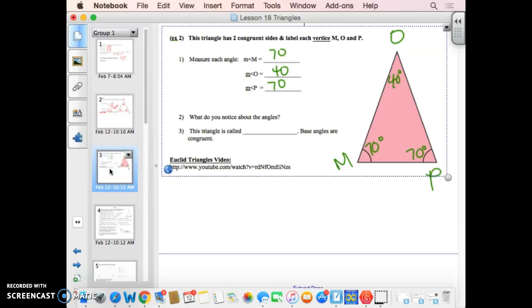What's cool about this is that this triangle has two equal angles, and if you measured side MO, you should have gotten something around 3.25, 3.3. If you measured OP, you should have gotten something around the same thing, like 3.3. And then if you measure MP, you'll notice that it's like 2.4. It's way off. So the base angles are congruent, but so are those two sides. We mark those with tick marks. This triangle is called isosceles.